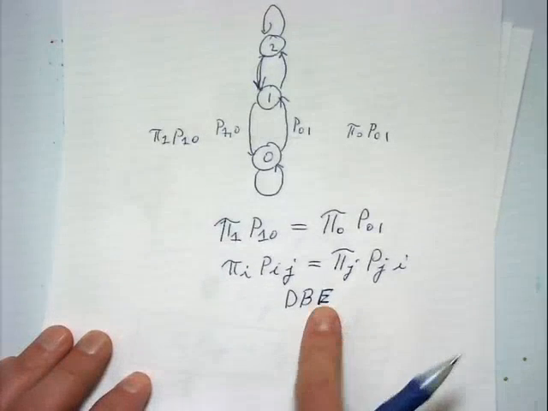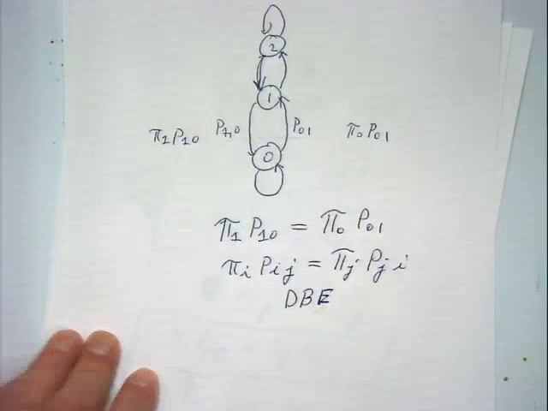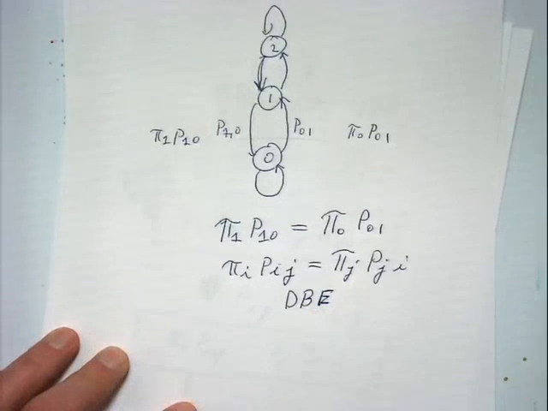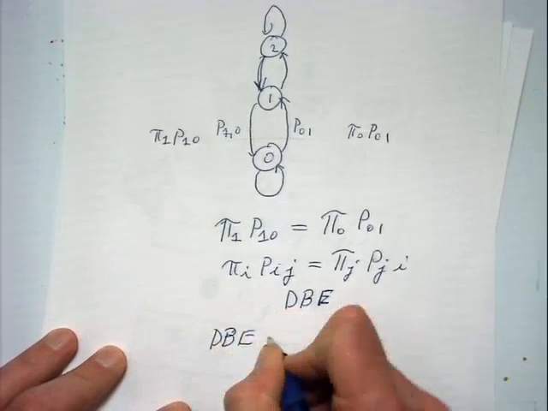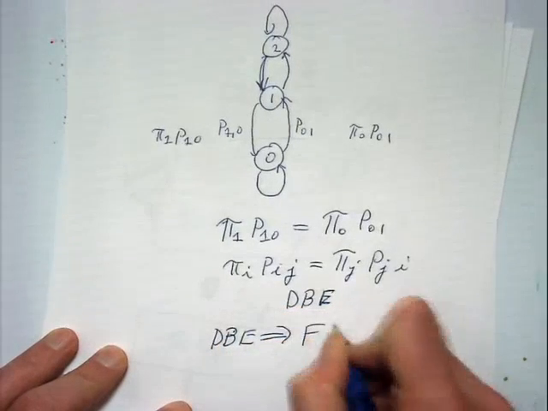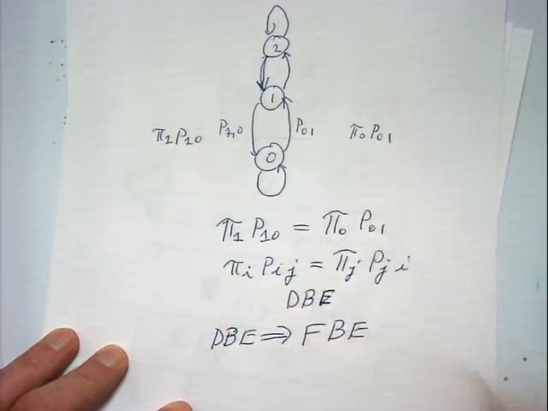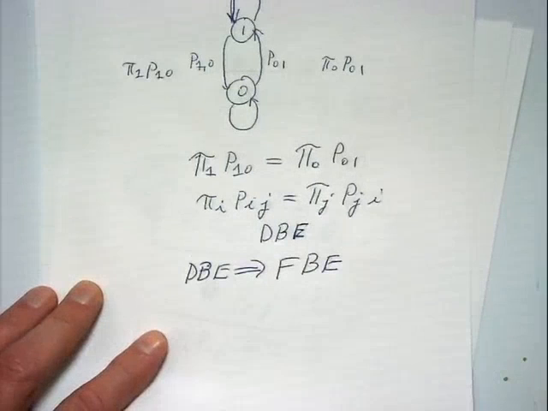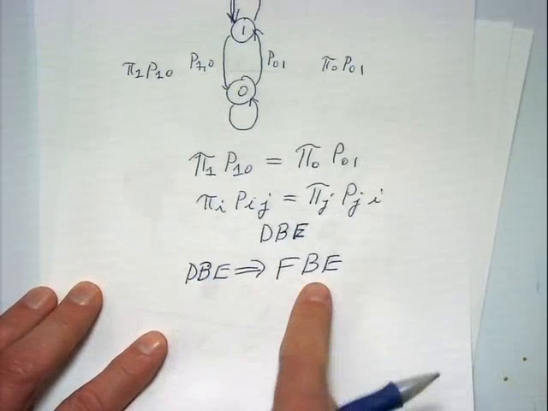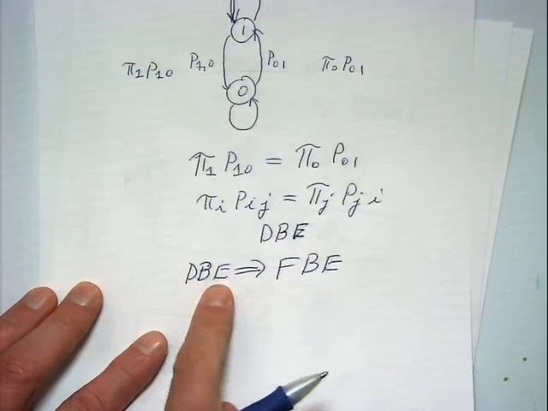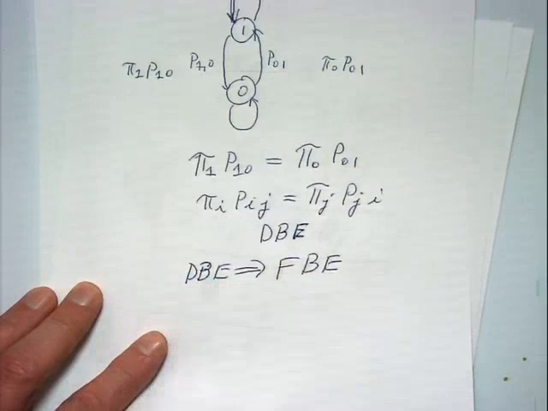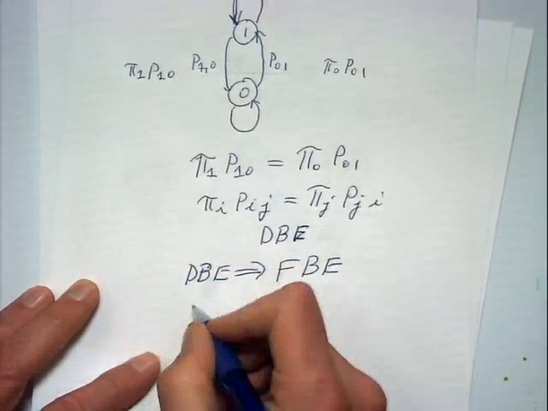So these are the detailed balance equations. Now the beauty of the detailed balance equations is this. If the detailed balance equations hold, then the full balance equations hold. So in other words, the full balance equations are a stronger condition than the detailed. Oh no, the detailed are stronger than the full. If these hold, it implies that. So to show that that's true, it's really easy.